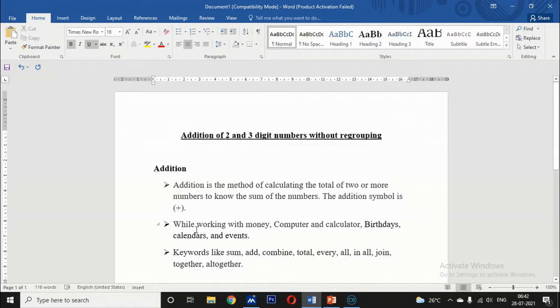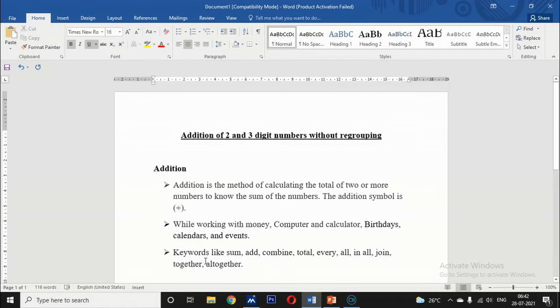So in our real life, the places where we use addition are while working with money, computer and calculator, birthdays, calendars and events. So these are the places we use addition in our daily life.